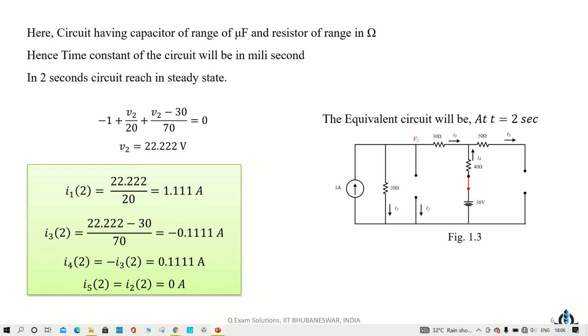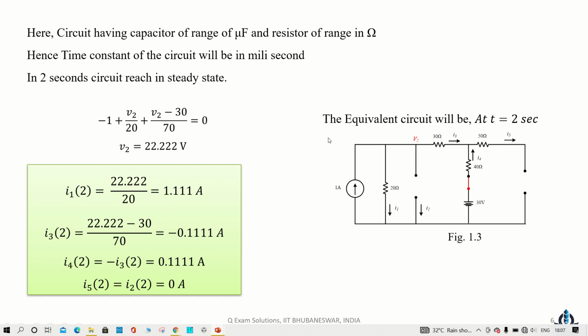In the second part it is asking to find the current at t equals 2 seconds. So here you apply logic. If the capacitor value is in microfarad and the resistor value is in ohm, you multiply them, because the time constant is RC. If you multiply micro and ohm, you get millisecond. But here it is asking for 2 seconds. In 2 seconds it is already in steady state.